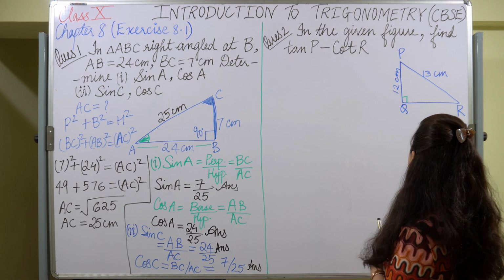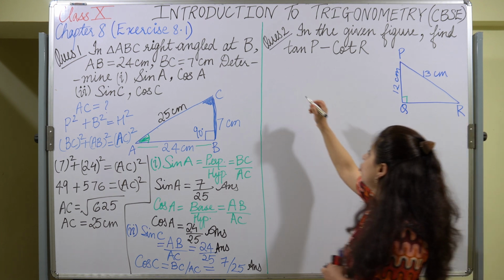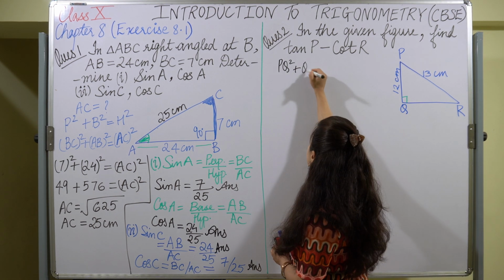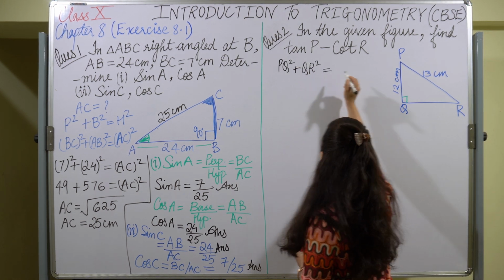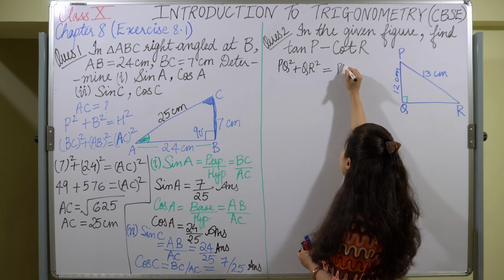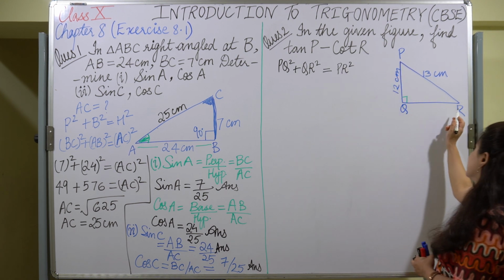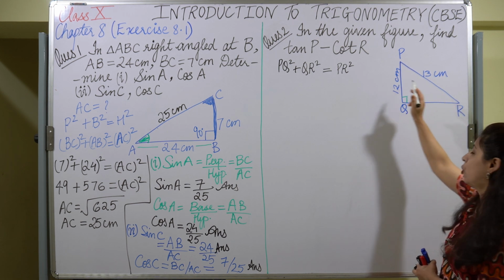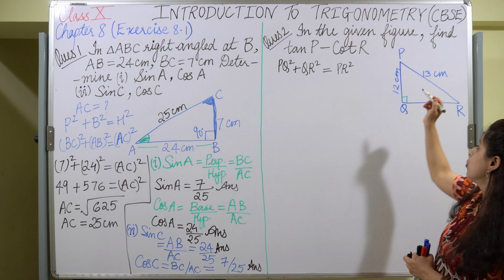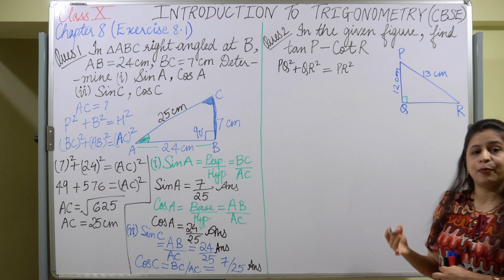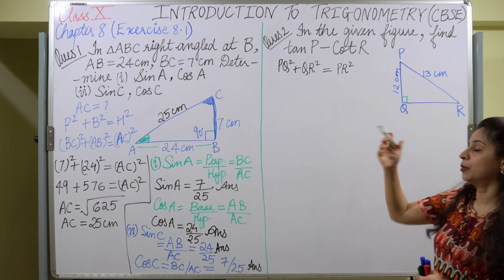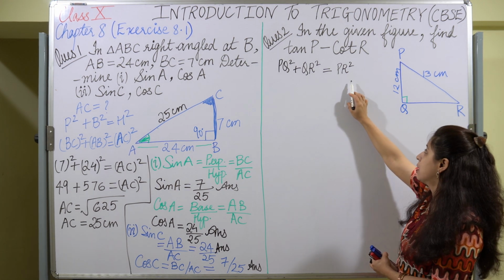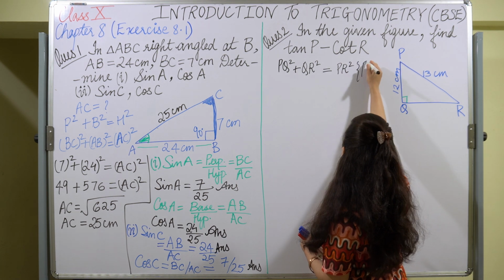Okay, so applying Pythagoras theorem, we will get PQ square plus QR square equal to PR square, because PR is the hypotenuse. For angles R and P, PR is the longest side, the side opposite to 90 degrees, so it is the hypotenuse, and these two are the perpendicular and the base. So PQ square plus QR square will be equal to PR square. Let us write down the reason, Pythagoras theorem.